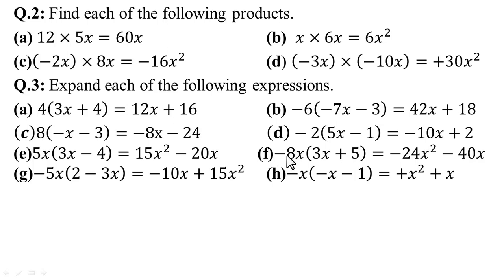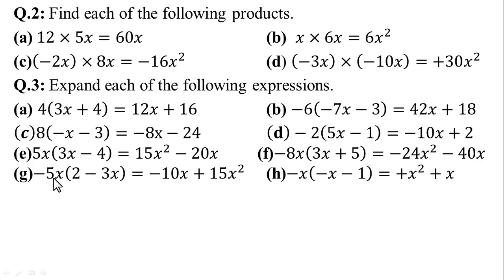In F part, minus 8x into 3x plus 5. Plus minus minus, so minus 8 threes are 24, x multiplied by x is x square. So minus 24x square plus minus minus 8 fives are 40x. So the answer is minus 24x square minus 40x.